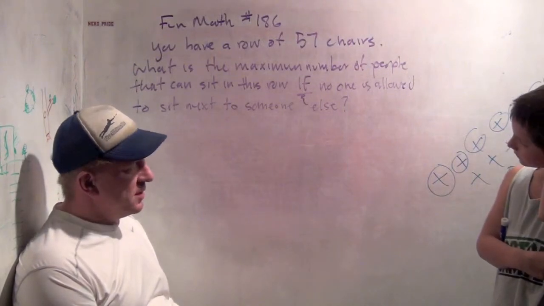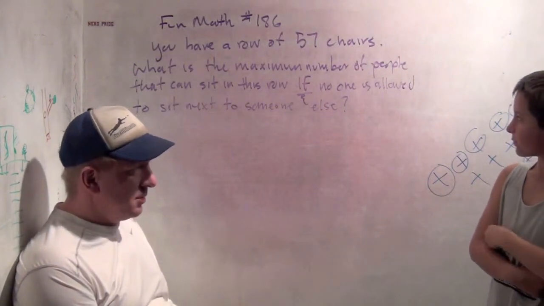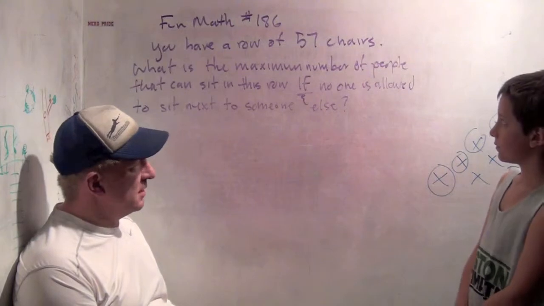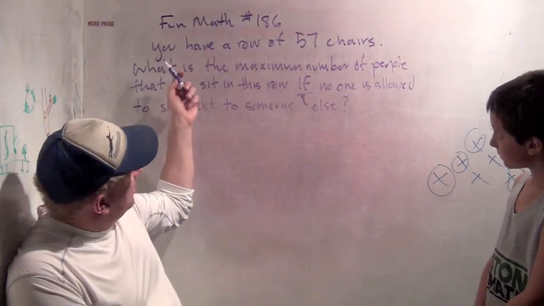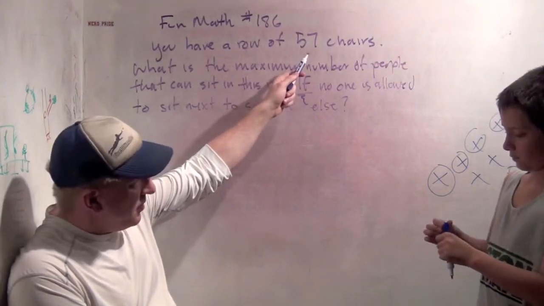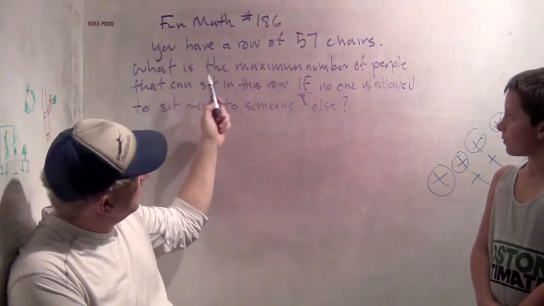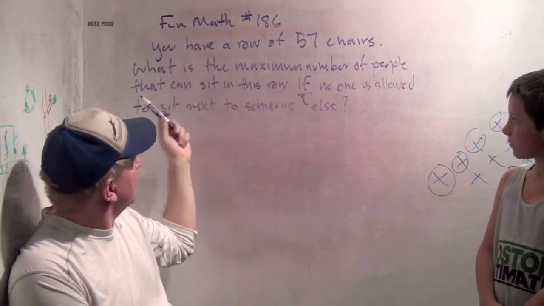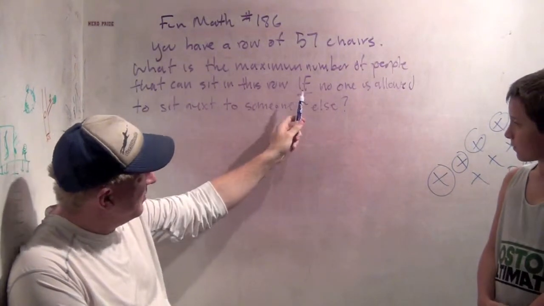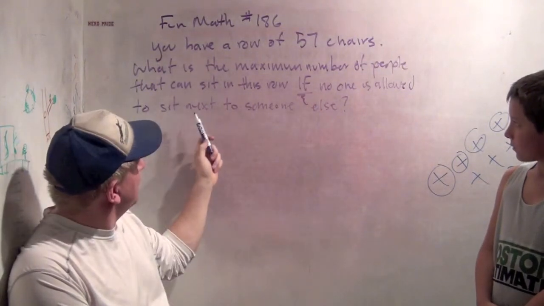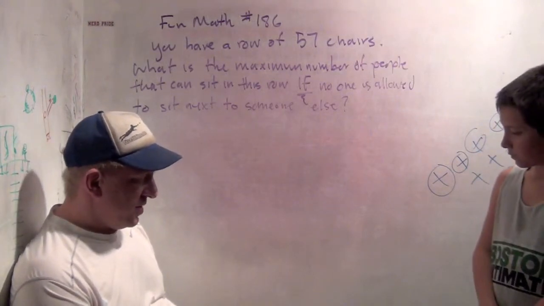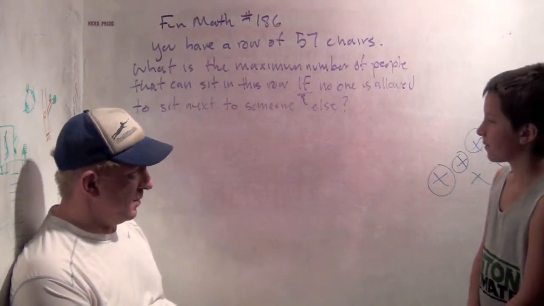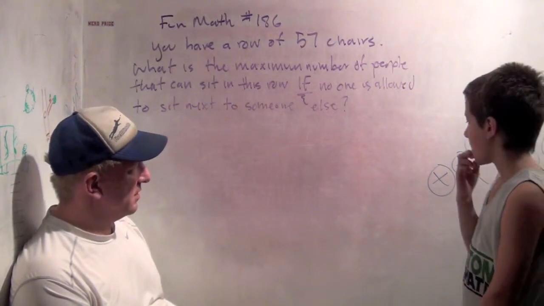So we had another real challenge problem on an old AMC8 today, right? This was 1991 problem number 17. So here's a problem based on that. You have a row of 57 chairs. What is the maximum number of people that can sit in this row if no one is allowed to sit next to someone else? Do you understand the problem? Yes. How would you approach a problem like this?